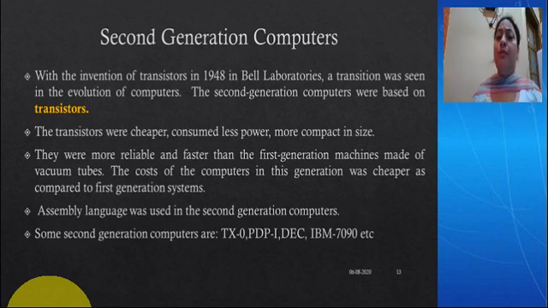The cost of the computers in this generation was cheaper as compared to the first generation systems. These computers were based on assembly language, whereas the first generation computers only used machine language. Some of the second generation computers are TX0, PDP-1, DEC, IBM 7090, etc.